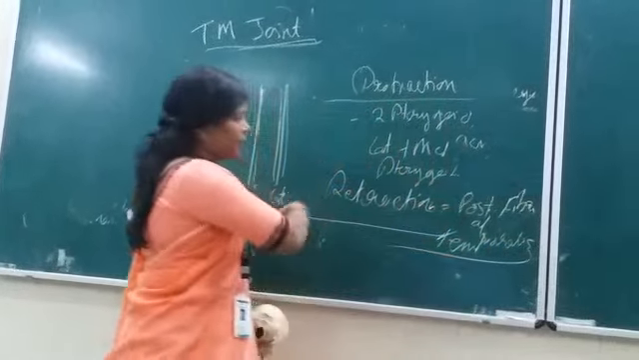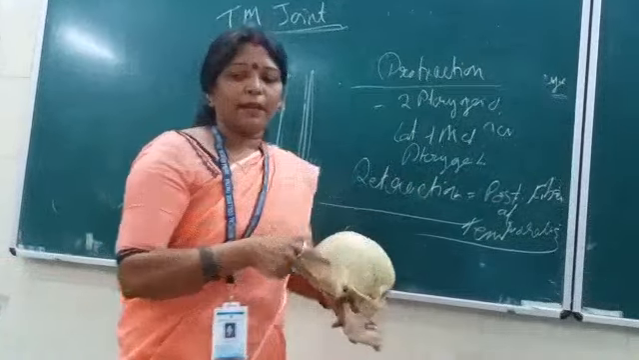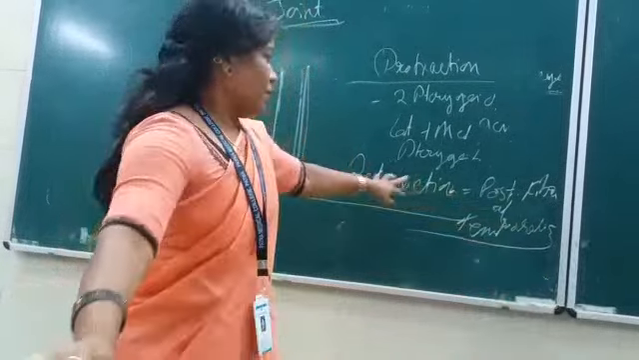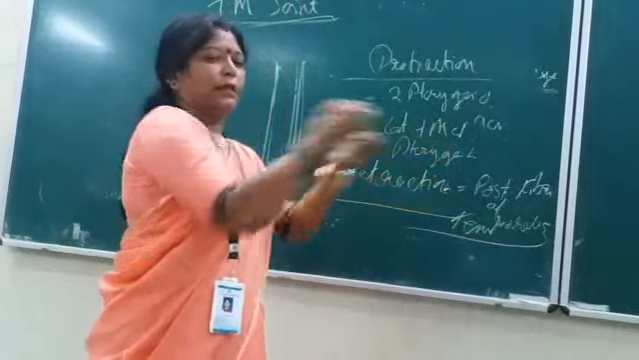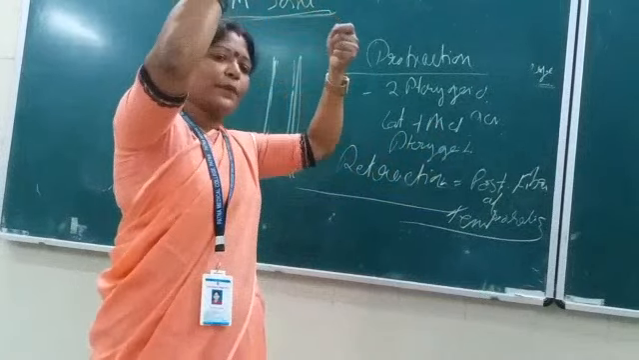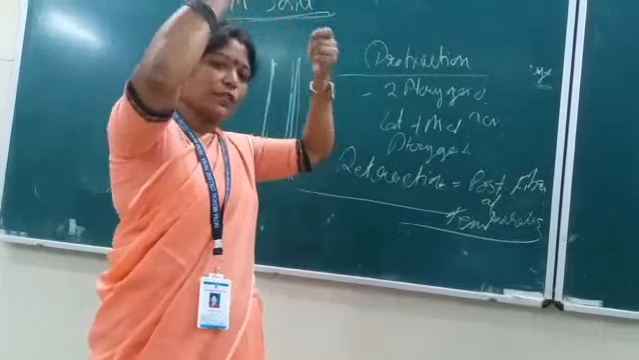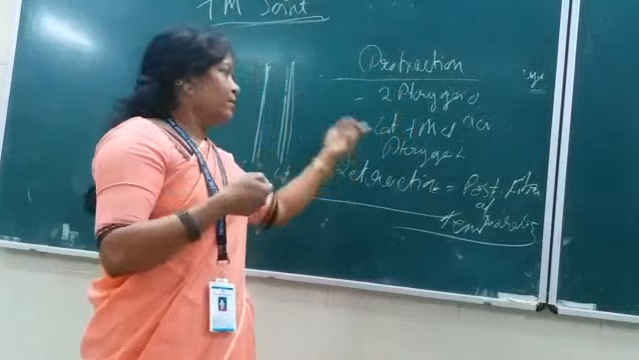Okay, the retraction of the temporomandibular joint is done by what? Posterior fibers of the temporalis muscle. Like this. It is the vertical fibers of the temporalis which close the jaw, and the posterior fibers retract the joint.